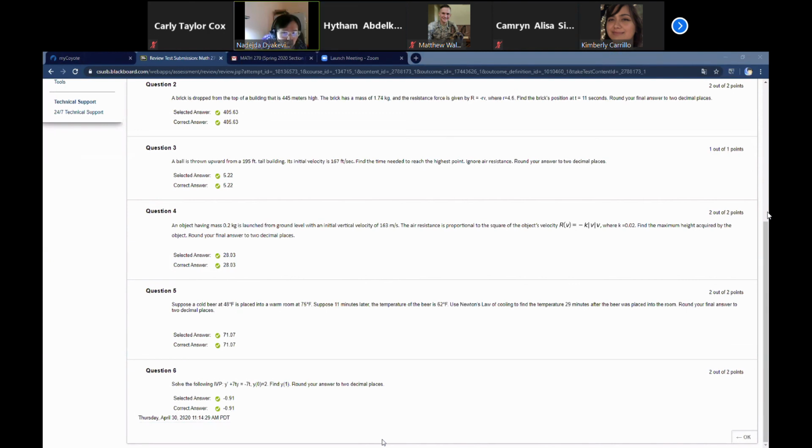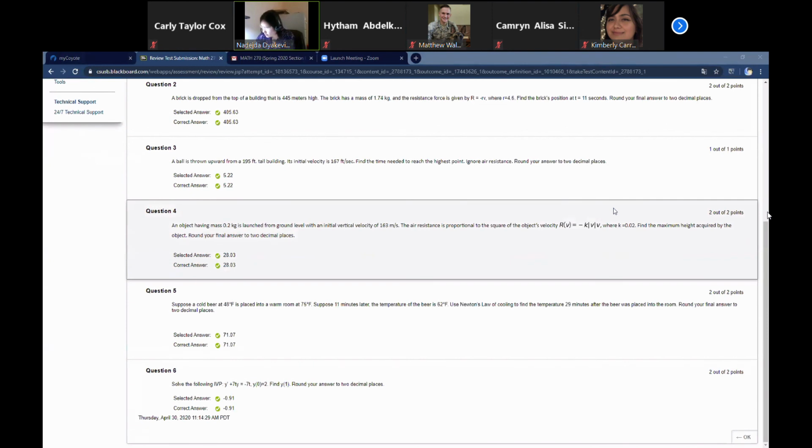The cooling problem, do you want to look at the cold beer placed into a warm room? Would you like to look at this one? Because I think there was a question, somebody asked me about this one. Question 5. Yes, question 5. So I'm going to look at this one then.